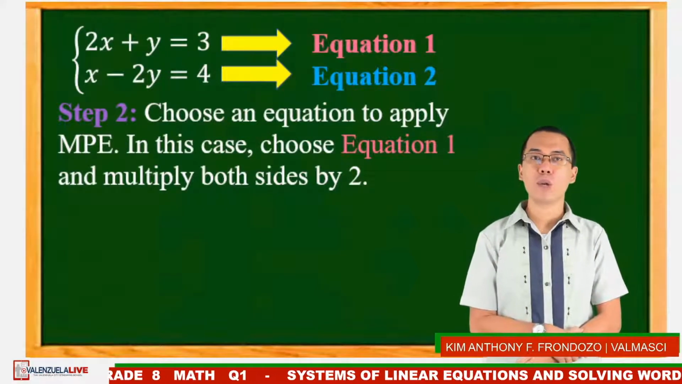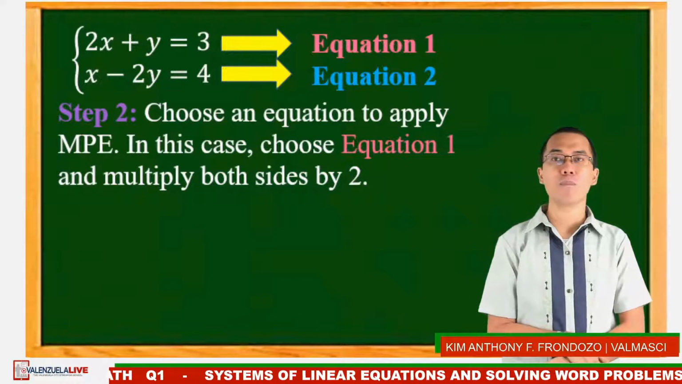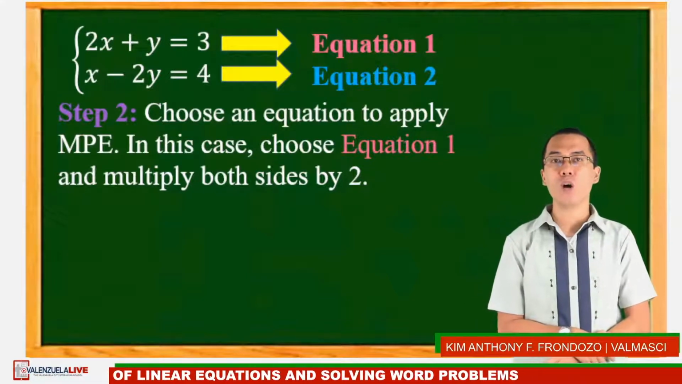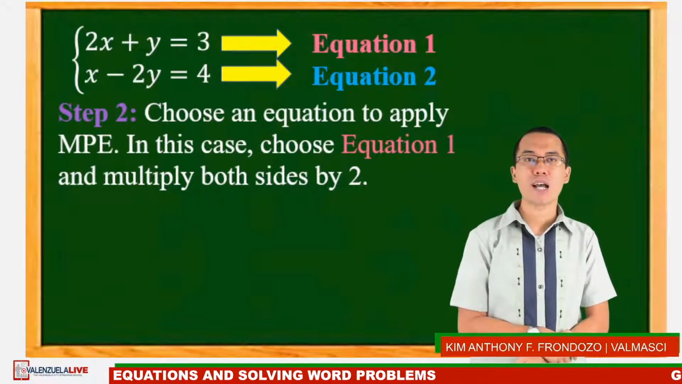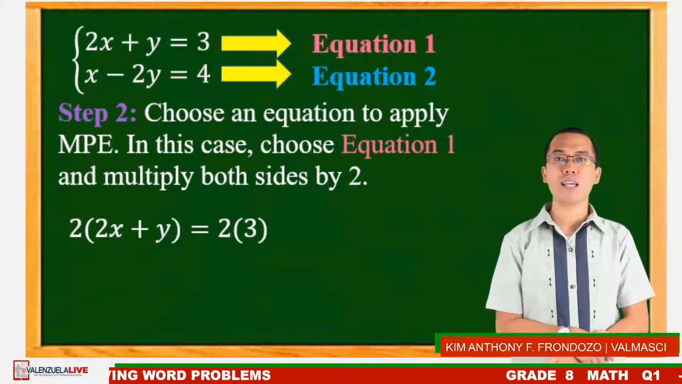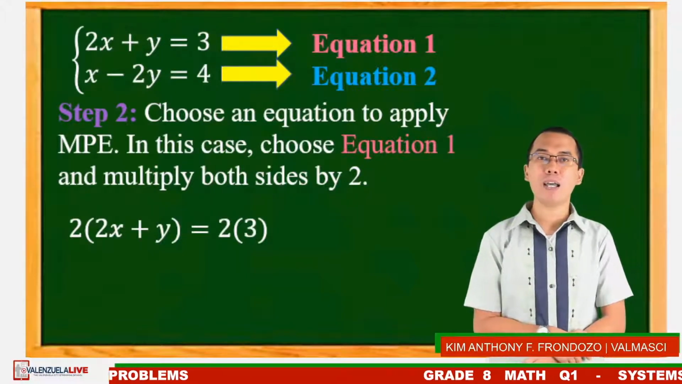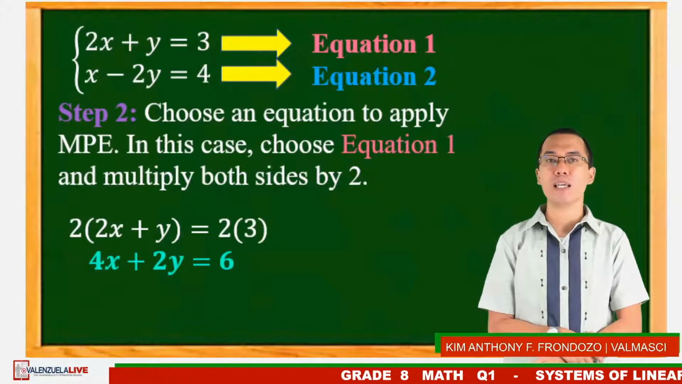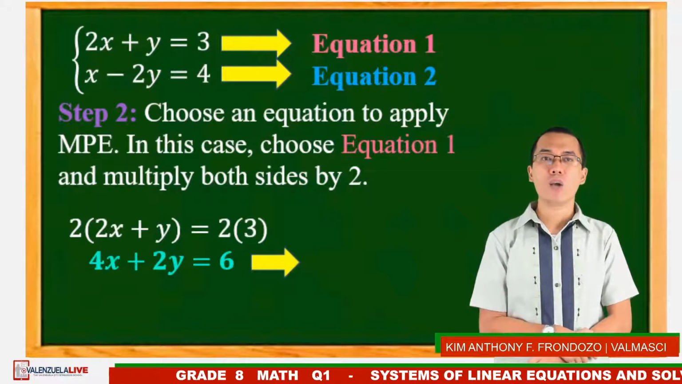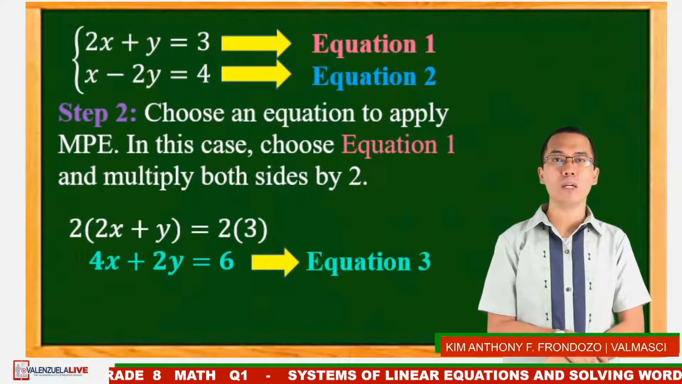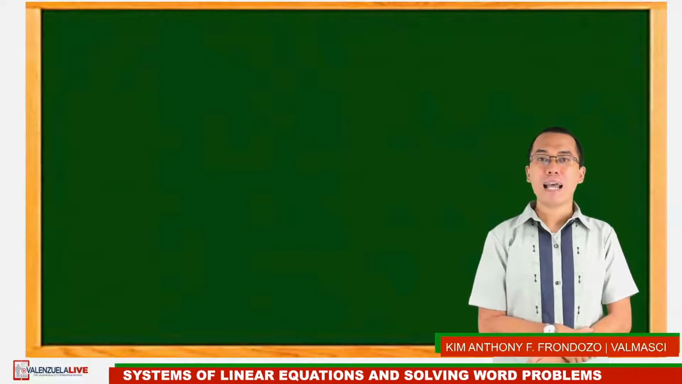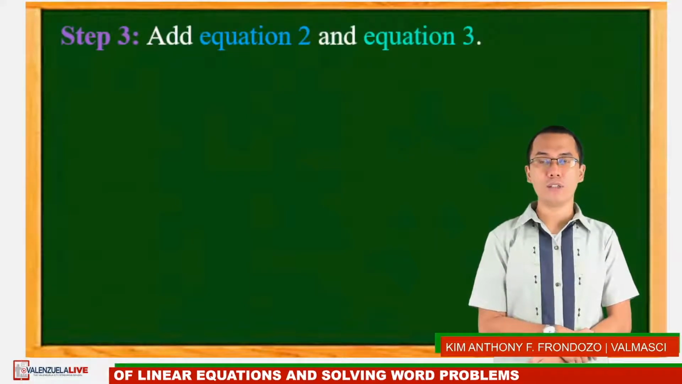We need to choose an equation to apply multiplication property of equality. So in this case, we choose equation 1 and multiply both sides by 2. So we'll have 2 multiplied by 2x plus y is equal to 3. Then simplifying, we'll have 4x plus 2y is equal to 6, which will be our third equation, or equation number 3. Now, it's step 3. Add equation 2 and equation 3.